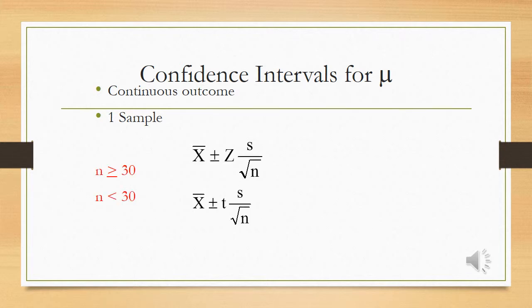Now in this case, we're going to be discussing confidence intervals for the mean, and that will be followed by confidence intervals for dichotomous outcome. First, we'll start with continuous outcomes for one sample. Now, this is an important fact. If n is greater or equal to 30, then we use z to find our confidence interval. However, if n is less than 30, we use t to find our confidence interval.